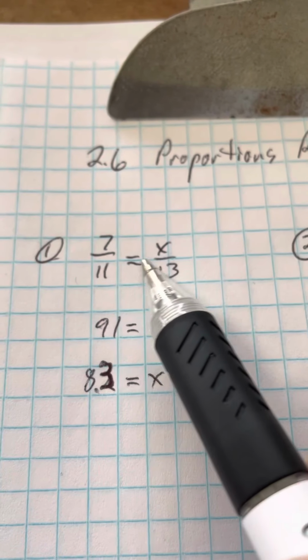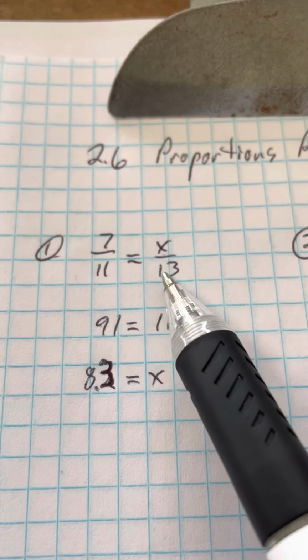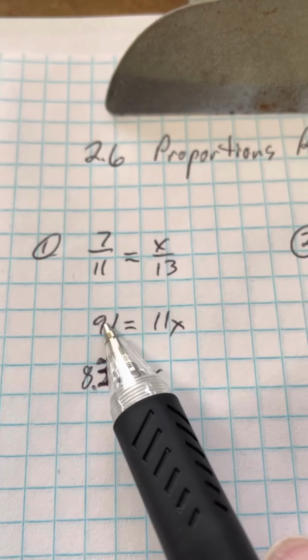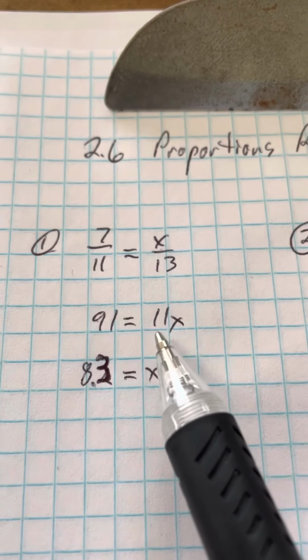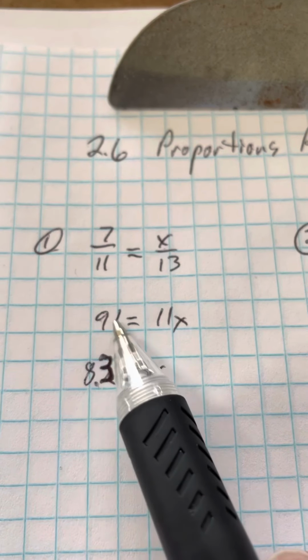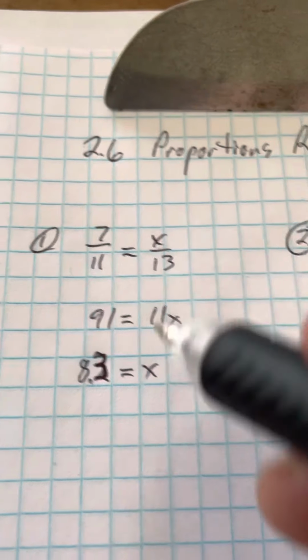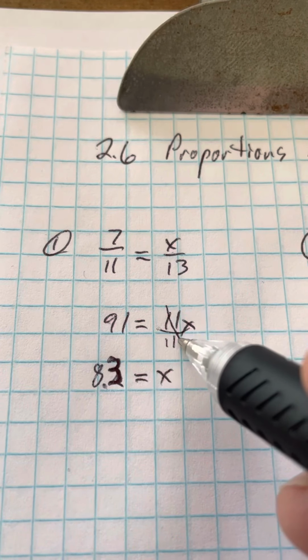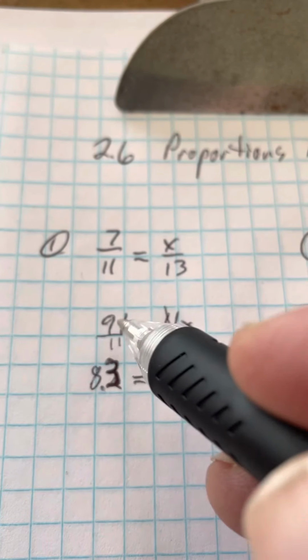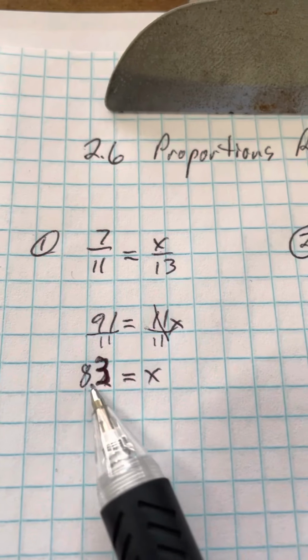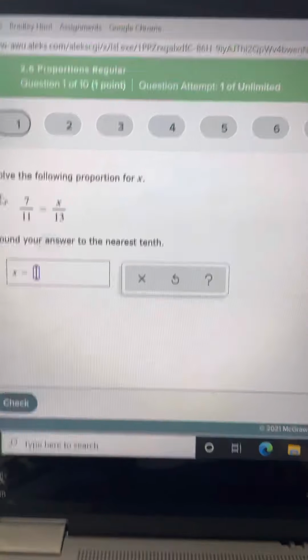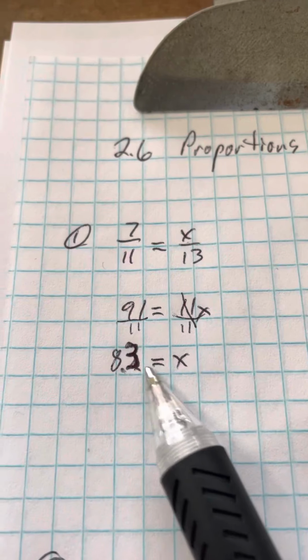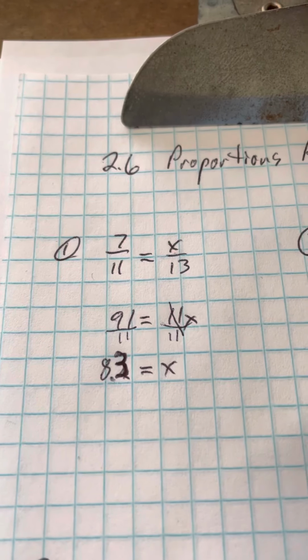I have this written down on my paper, and what we're going to do is take 11 times x, and that's going to give me 11x on this side. 13 times 7 is going to give me 91 on this side. Then I take my calculator and divide both sides by 11, so 91 divided by 11. 11 divided by 11 would cancel that out. 91 divided by 11 gives me 8.3. At first I put 8.2, but it's 8.27, and the directions say to round to the nearest tenth, so you're going to want to put 8.3 in there for your number one.